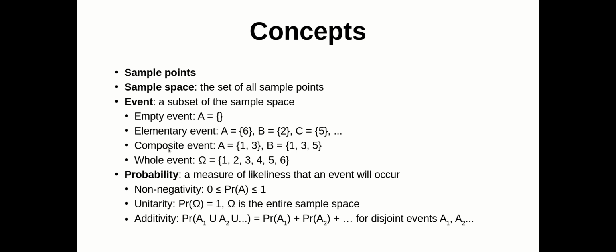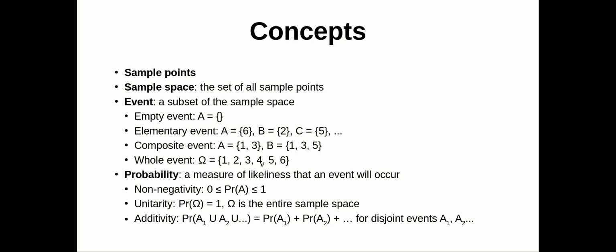And then we can have composite events, right? If you have multiple sample points within an event, then it's a composite event. And we can have a whole event, which is usually denoted as capital omega. It's a Greek letter, capital omega. It's actually the entire sample space. The whole event is actually the entire sample space, right?